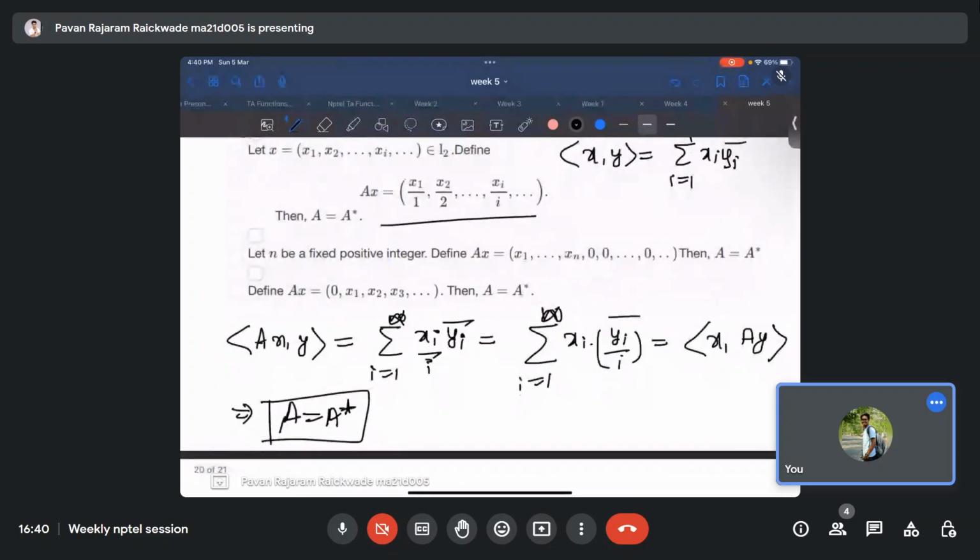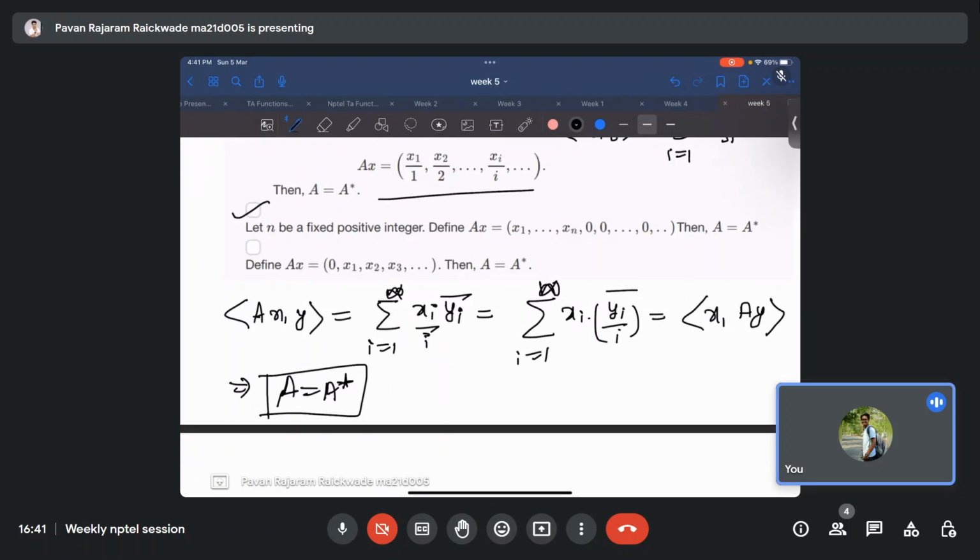The next is, let n be a fixed positive integer, then Ax is this, then A equals A star. Same as this one. There is no different thing. Only instead of infinity here, it will be replaced by n. All other things are the same. So I just leave it to you. Part B.